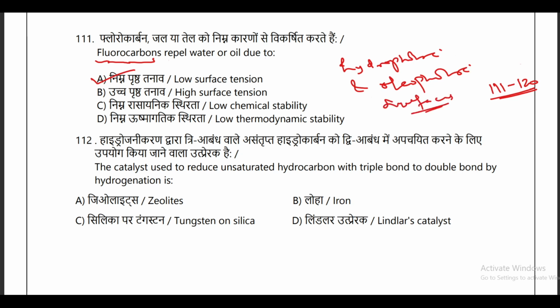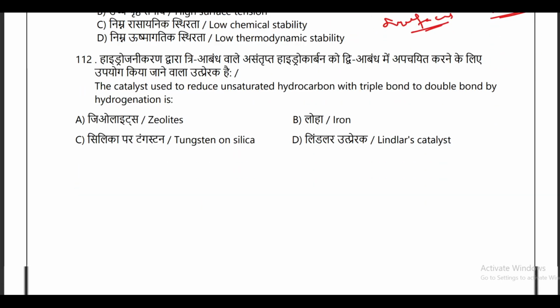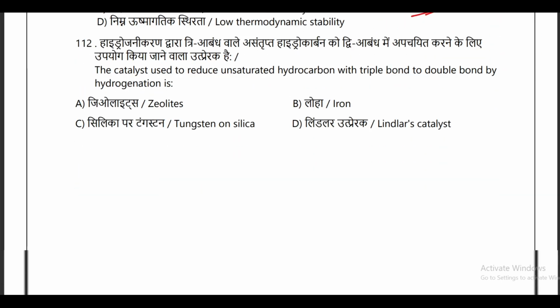Okay, so due to which fluorocarbons repel water or oil. Okay, so A option is your correct answer. In the next question, the catalyst used to reduce unsaturated hydrocarbons with triple bond to double bond by hydrogenation. So out of four options your correct answer is Lindlar's catalyst.